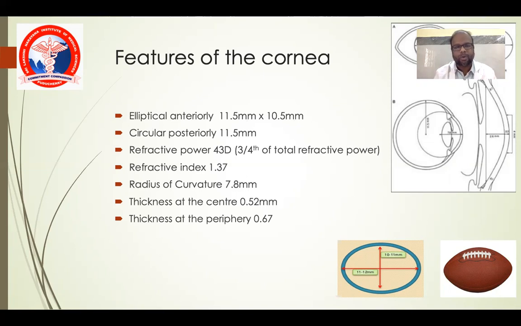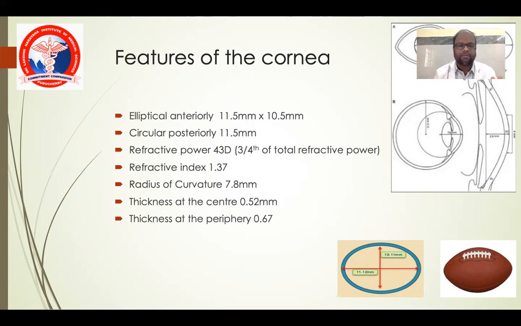So that is why the anterior part of the cornea looks somewhat elliptical rather than the posterior part of the cornea. Now coming to the refractive power of the cornea. The cornea has a refractive power of 43 diopters, which is almost three-fourths of the total refractive power. The remaining one-fourth is contributed by the lens. So the cornea is a major refractive element. The air-tear film-corneal interface is the major refractive surface of the eye.